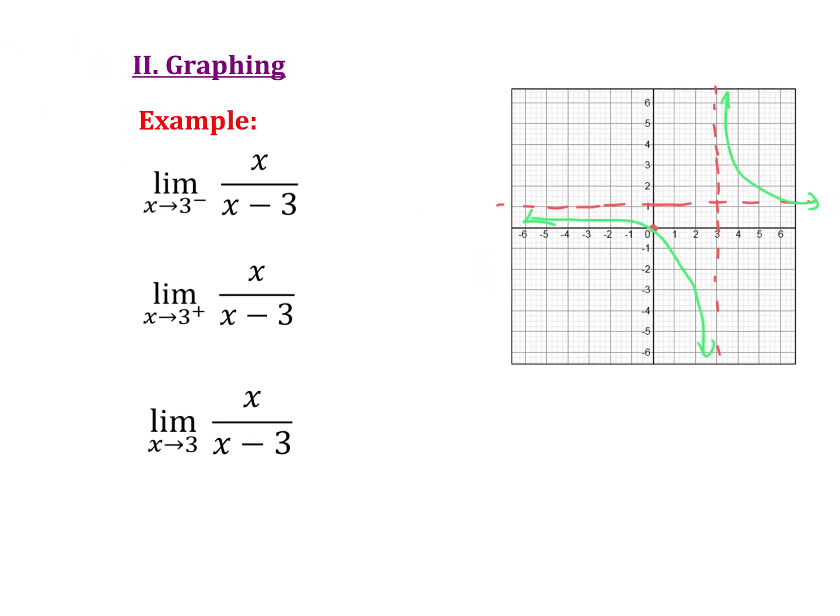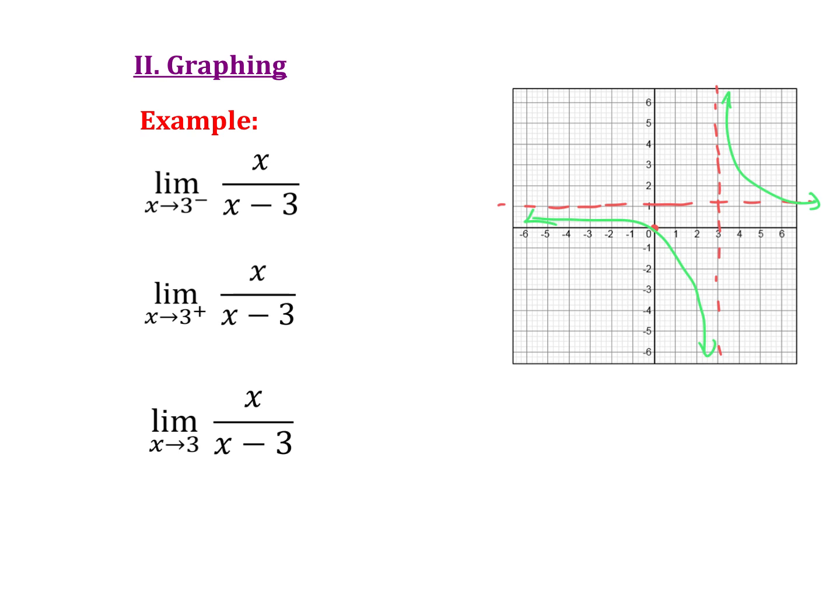So now, I've got my graph. As x approaches 3 from the left, it looks like we're going down to negative infinity. As it approaches 3 from the right, we're going up towards positive infinity. Those don't agree, so that overall limit does not exist.